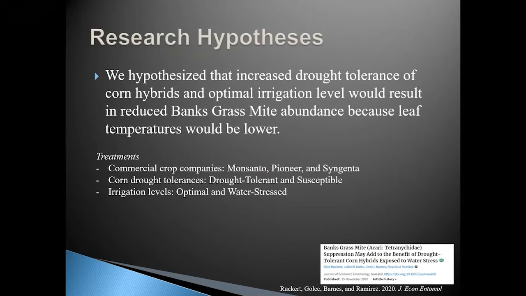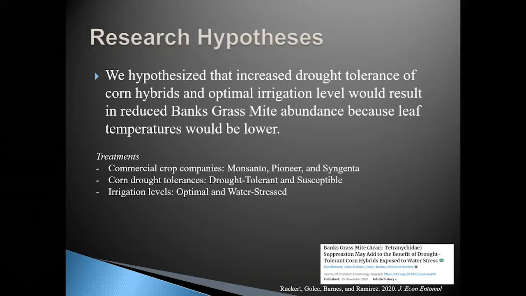For the first study that I'll cover today, we hypothesized that drought-tolerant corn hybrids in optimal irrigation would result in reduced Banks grass mite abundance due to leaf temperatures being lower. To test this hypothesis, we used 10 different hybrids from three commercial companies, which varied in two levels of drought tolerance. We also tested the hypothesis at two levels of irrigation, and we tested this in 2015 and 2016 at the Research Greenhouses and Greenville Research Station. And the results of this study were recently published in Journal of Economic Entomology.